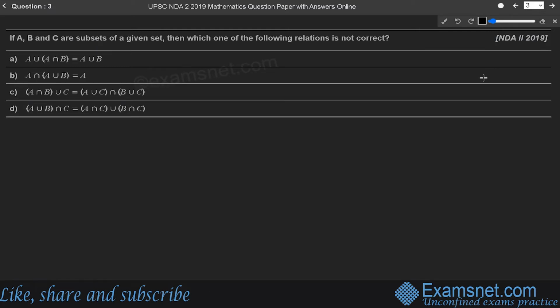Next question is, if A, B, C are subsets of a given set, then which one of the following relations is not correct? We know that in a set, there are so many concepts. We know that if A, B, and C are subsets of a set X, then A union (B intersection C) is equal to (A union B) intersection (A union C).